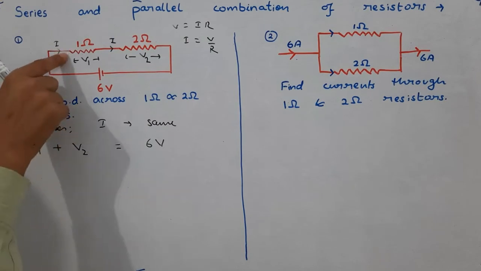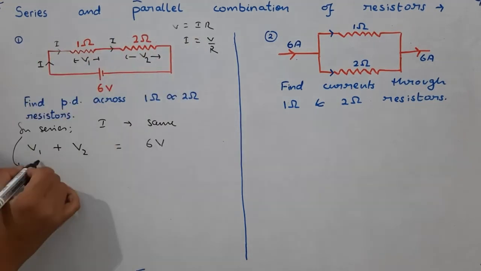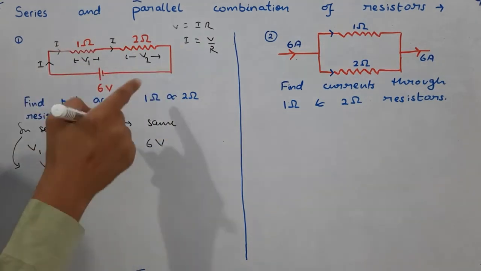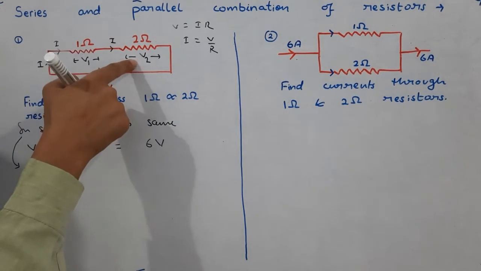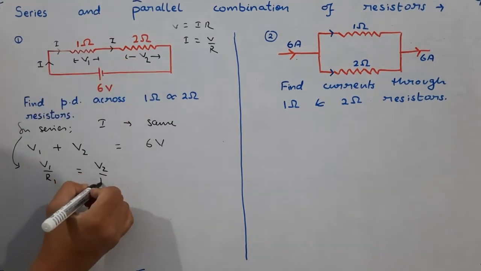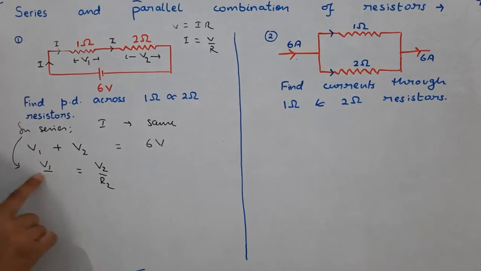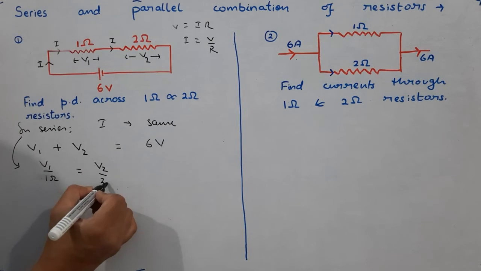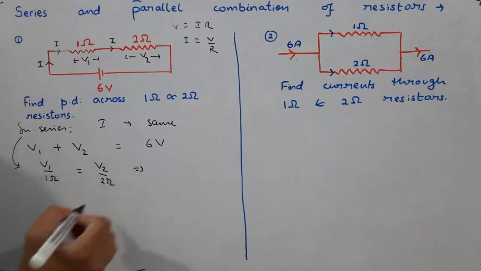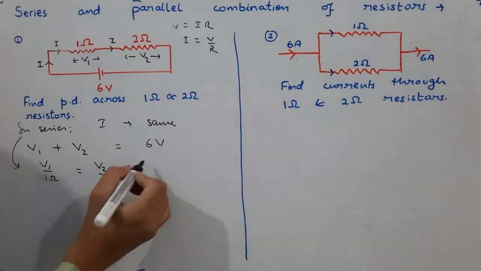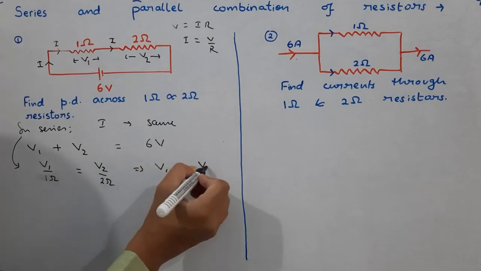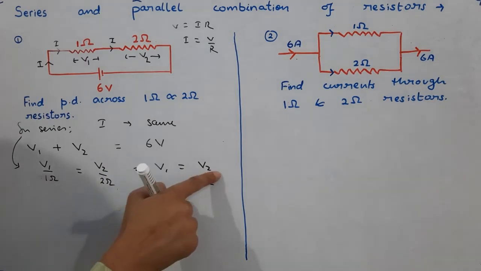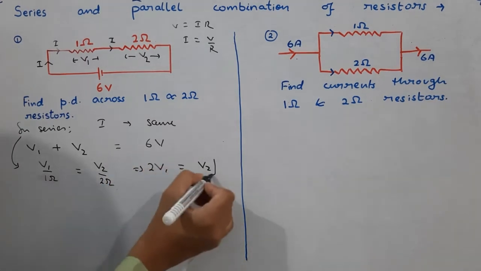The current through first resistor will be how much? Its voltage, that is V1 upon its resistance, that is R1. And that must be equal to current through this. Current through this will be V2 upon R2, where what is my R1? R1 is 1 ohm. And what is R2? R2 is 2 ohm. So this gives us a relation between V1 and V2, that V1 is equal to V2 upon 2. So these two I can multiply here. Twice of V1 is equal to V2.